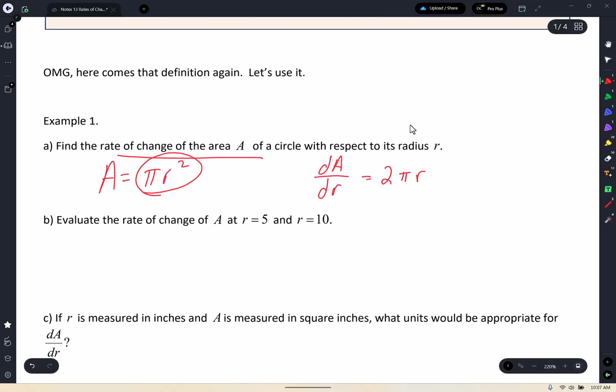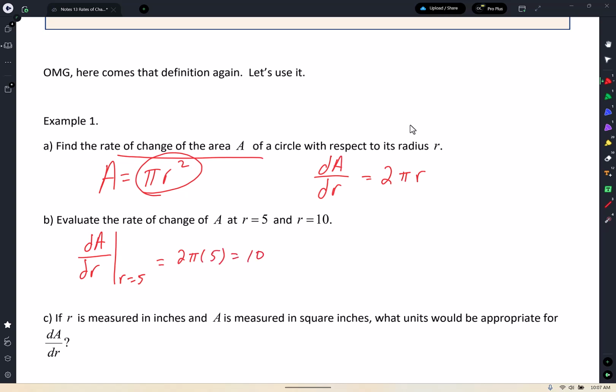And it says evaluate the rate of change of A at r equals 5 and r equals 10. So here's how you do it, guys. The notation is dA/dr evaluated. That's what that line stands for. Some of you already know that if you're in computer science. Evaluated at r equals 5 equals, you're just going to go 2 times pi times 5, and you get 10 pi. And what are my units? Do you guys know what the units are? What are the units for area?